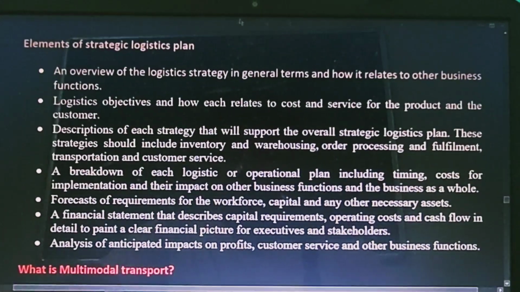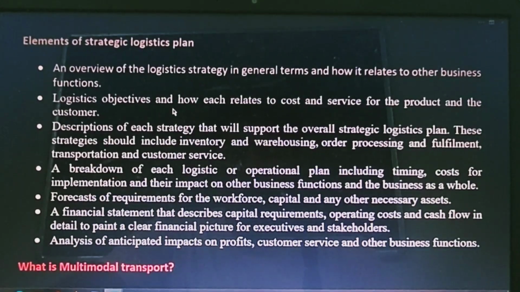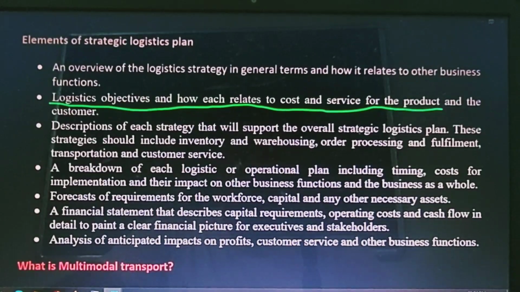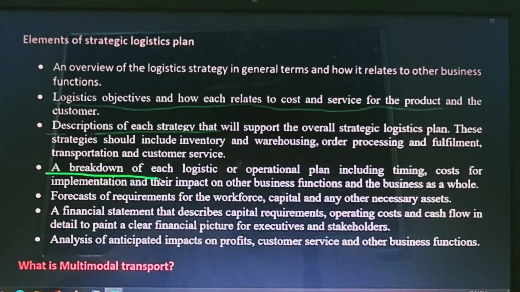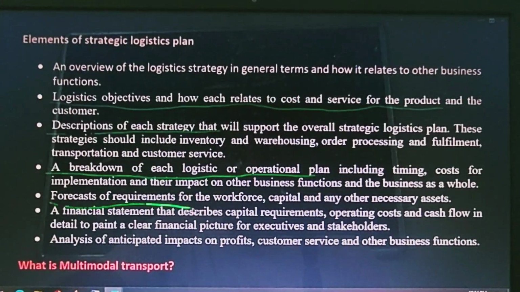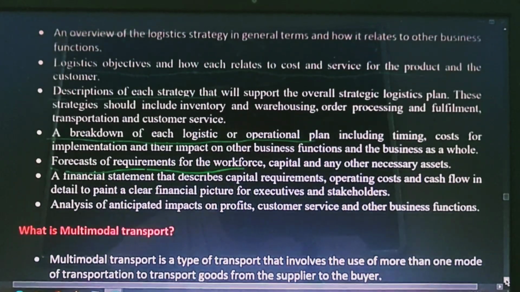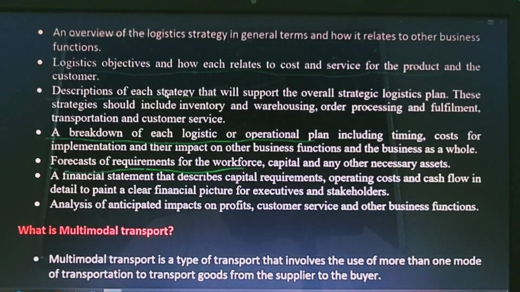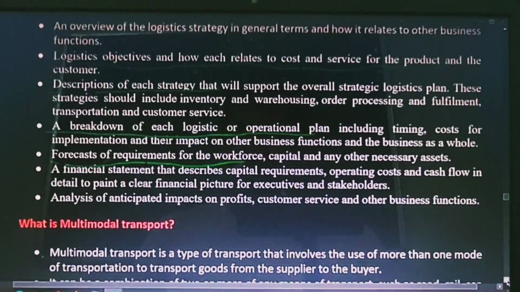And here again there are few elements of strategic logistic plan, basically to achieve the long term plans: the objectives and how each cost and service will relate to the product, then description of each strategy, right? Then breakdown of each logistic and operational plan including timing, cost and all that, and forecasts of the requirements of workforce, capital, money, all that. तो ये एक तरीके की प्लानिंग है. तो प्लानिंग में जितने भी लॉन्ग टर्म प्रोसेसेस हैं, ऑब्जेक्टिव्स हैं एंड द प्राइसेस, एक्सपेंसेस इंक्लूडेड इन दैट. तो ये दीज आर ऑल एलिमेंट्स ऑफ स्ट्रेटेजिक प्लानिंग.